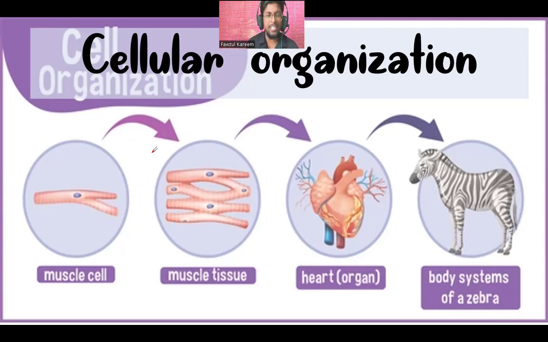If I take a system, those systems are made up of organs. For example, our digestive system is made up of mouth, esophagus, stomach, small intestine, large intestine, liver, and the anus.